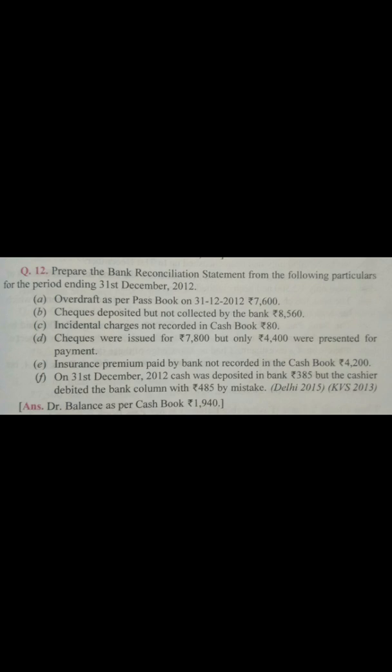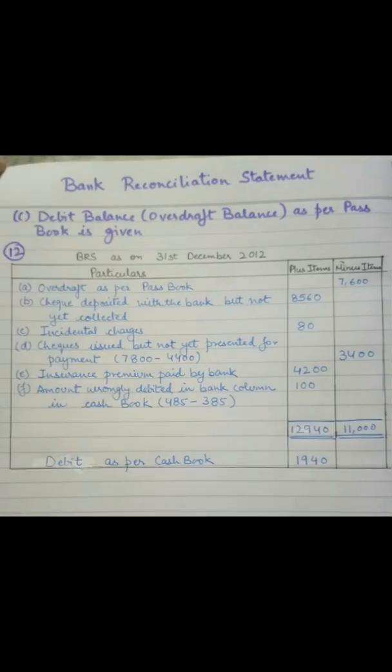So the first entry, A1, is overdraft as per passbook on 31st December 2012, 7,600 rupees. After reading this, we can understand that this is the third case where overdraft as per passbook is given. So first make the entry of this in the BRS format, as I have already prepared. In the particulars column, write the point A and write here overdraft as per passbook, and this amount is an overdraft, or we may say debit balance, so it should be mentioned in the minus column.